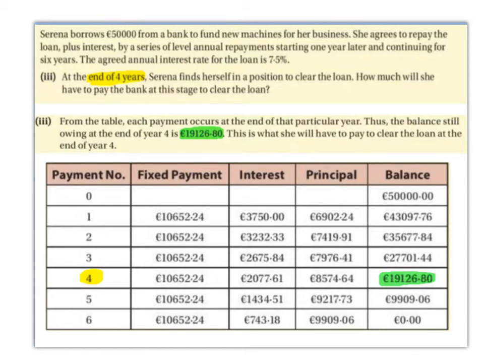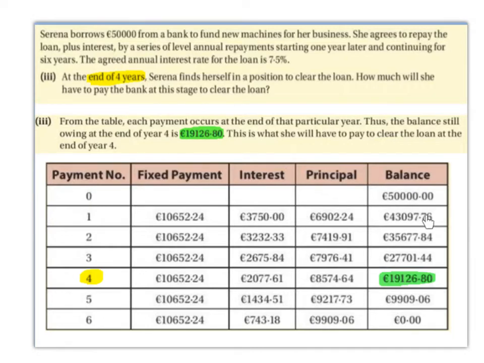So just to summarise the steps again, we start off with the balance, €50,000. We get 7.5% of that, and that's going to be the interest, €3,750. We subtract this from the fixed payment to leave us with the principal. And to get the new balance, we take the previous balance, subtract the principal, and that gives us the new balance. Then we start again.